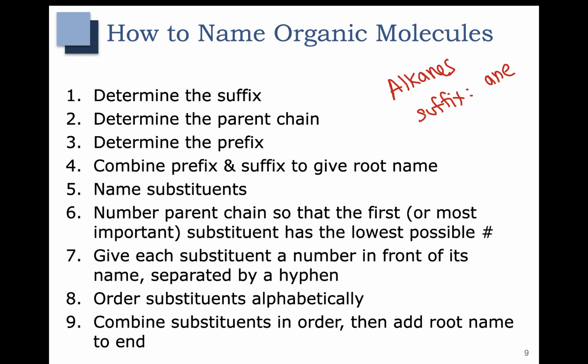Once you've numbered the parent chain, then you can number each substituent as shown in step 7. You're going to give each substituent a number in front of the name of the substituent and put a hyphen between them. Then all you have to do is order everything alphabetically, combine, and then you're done. We're going to walk through several examples of how to go through this process.